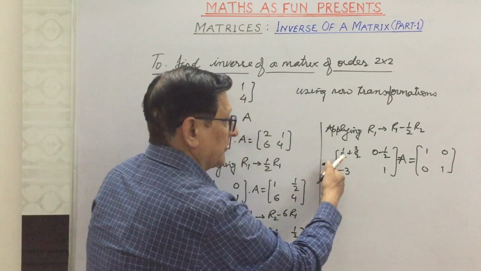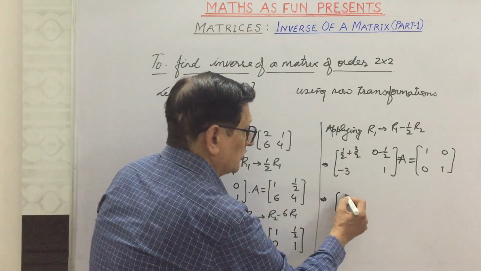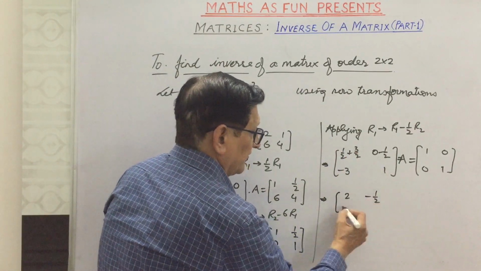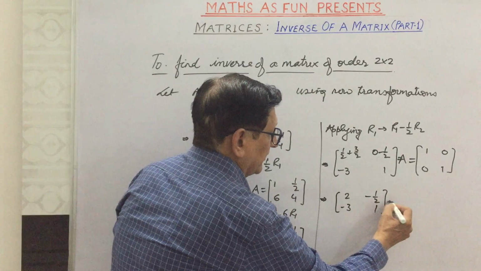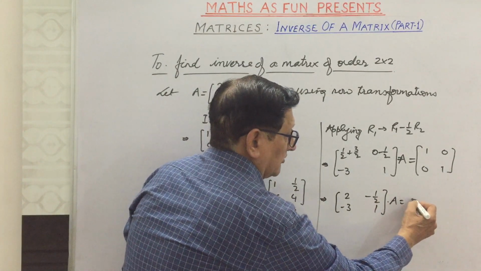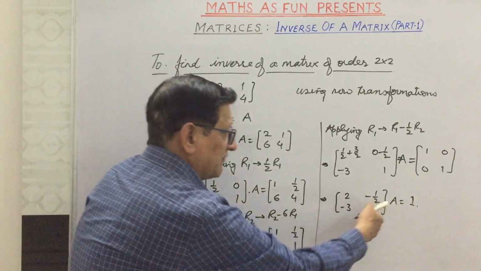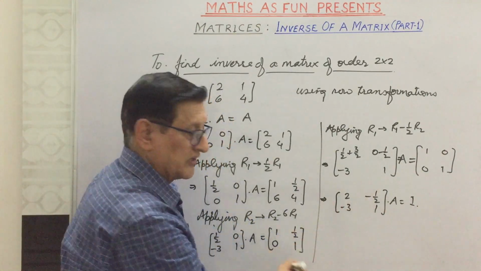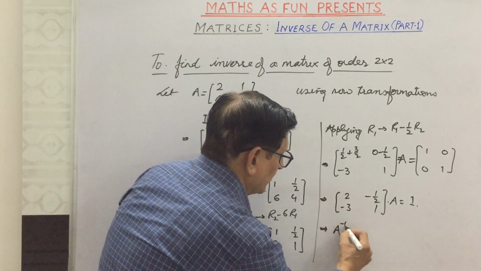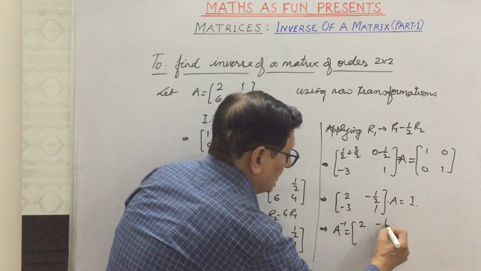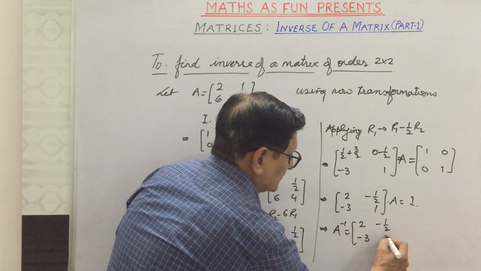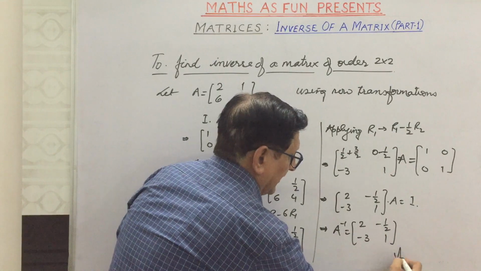We get here 1 by 2 plus 3 by 2 is 2. This is minus half, minus 3, 1 into A equal to, we can write this as I. And if this is I, it means this is the inverse of A. So we can write that A inverse is equal to 2, minus half, minus 3 and 1. And this is the answer.